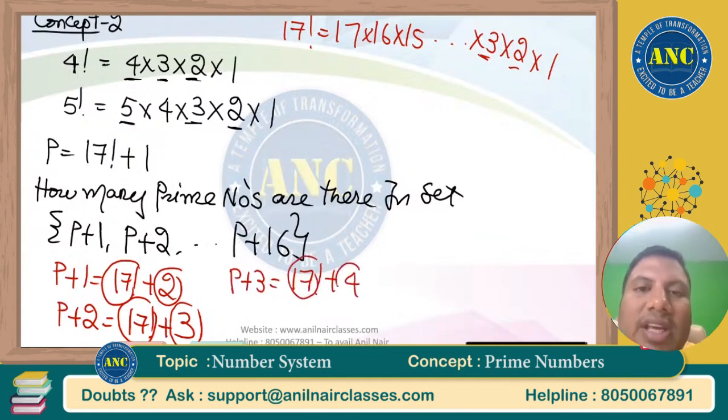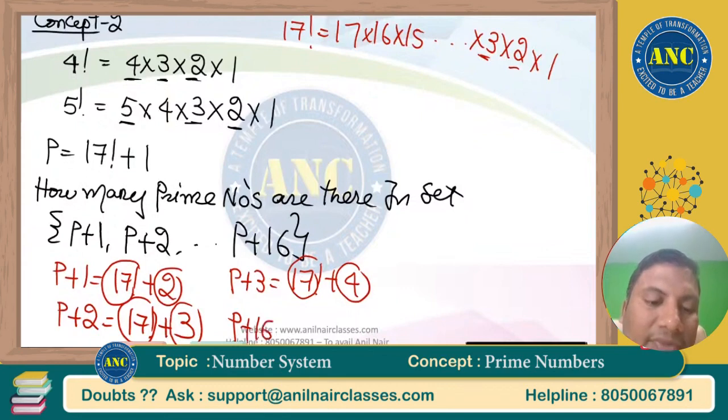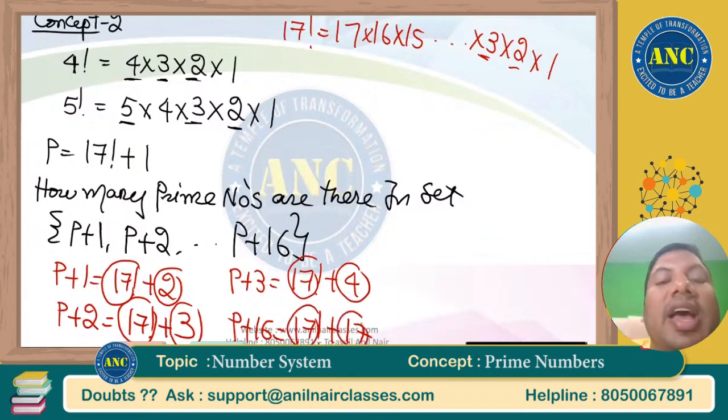This is an even number. The answer is an even number. Any even number other than 2 cannot be a prime number. P plus 16 is 17 factorial plus 17, divisible by 17. The answer should be divisible by 17.